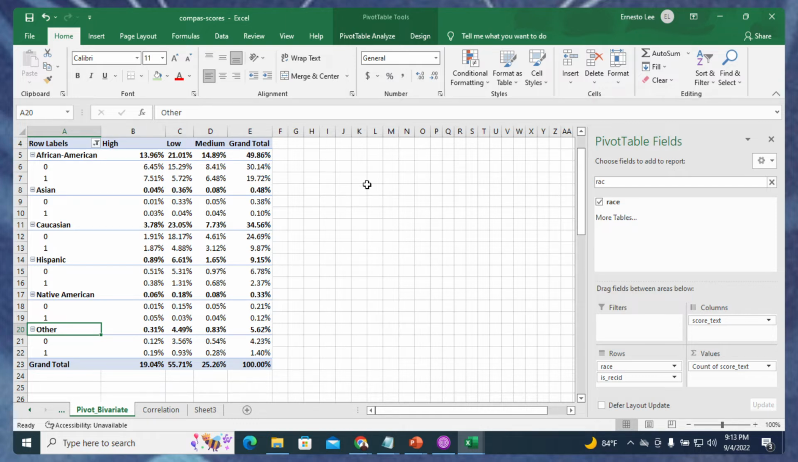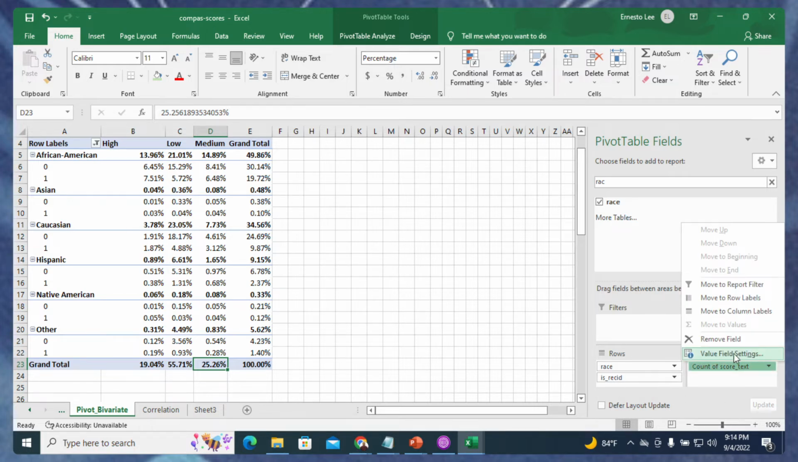So if I'm finding insights here, almost 14% of all of the high predictions are for African Americans, and 0.08% of all medium predictions are Native American, and 0.36 of all low predictions are Asian. This is for the total data set. 19% are high, 56% are low, 25% is medium.